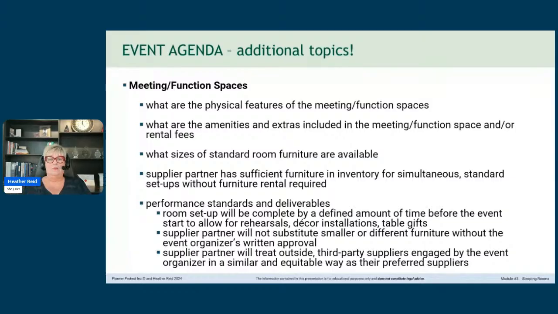Then you might want to think about what sizes of standard meeting or function room furniture is available. So does the venue provide 60-inch, 66-inch, 72-inch rounds, or do they work with ovals? And how many of each of those are available to your event? Are there 6-foot versus 8-foot rectangular banquet tables available? And again, how many are accessible to you for your event? Are there classroom skinnies available? How many cocktail or high top tables are available for your event?